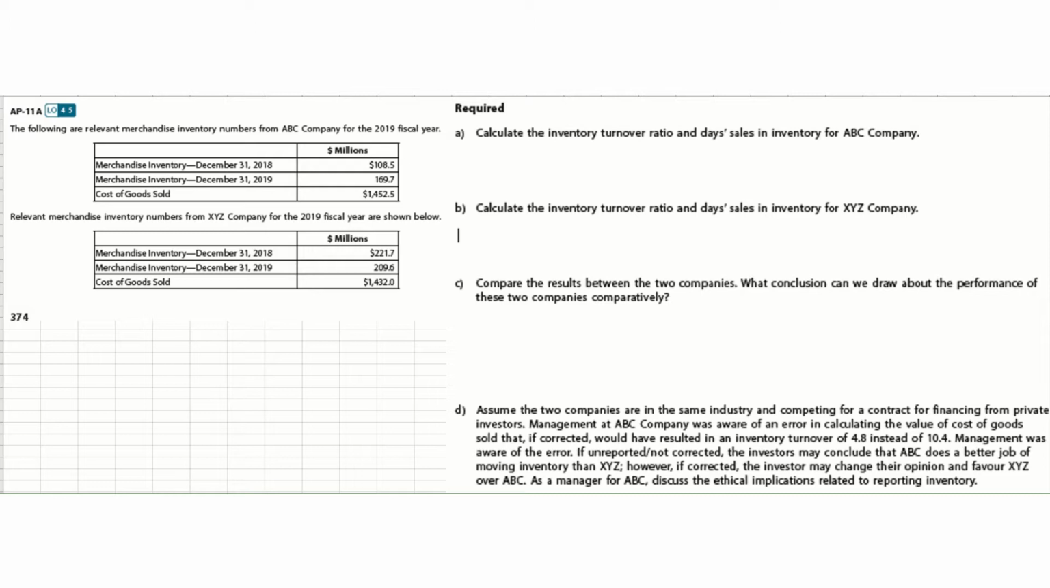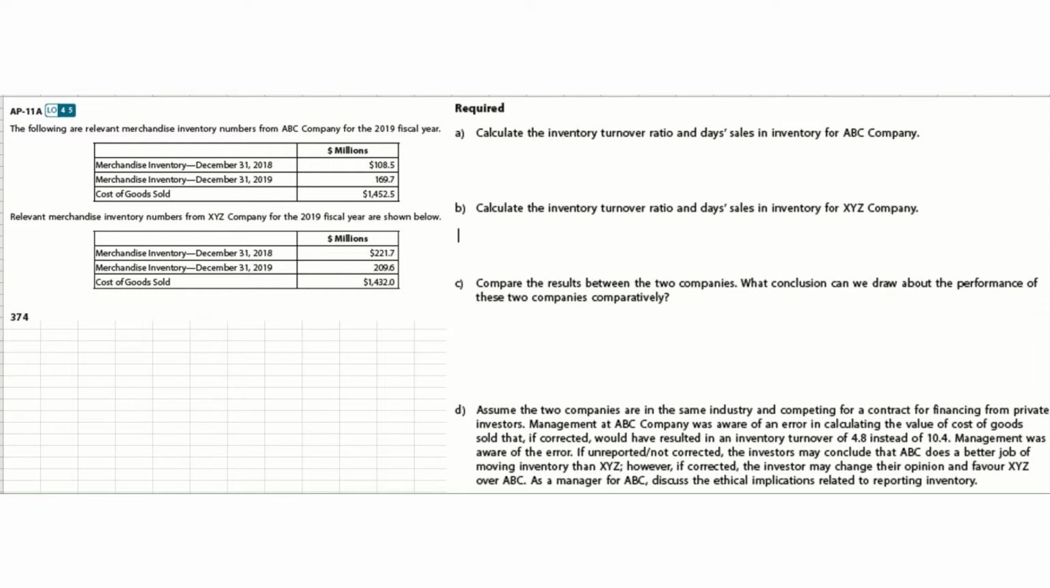Right now we were told the values of inventory as of December 31st, 2018 and 2019, and the cost of goods sold for the year of 2019. We're asked to calculate a few things and compare the two companies. The first step is to calculate the inventory turnover ratio and days sales in inventory for the ABC company.